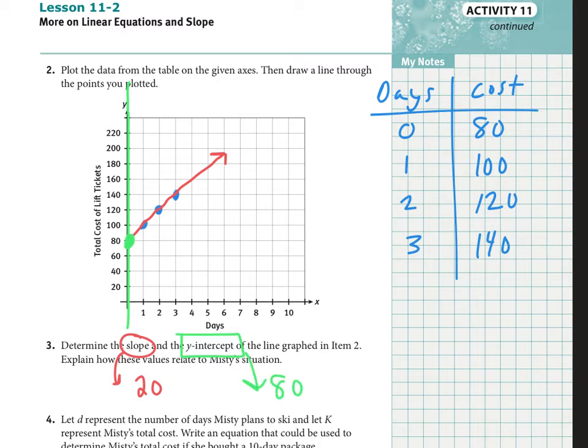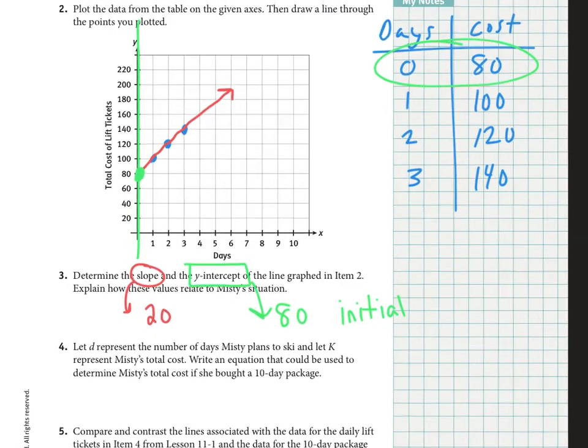Okay, and that is because that is the initial value. That's like the price point for when the number of days is 0. Okay, on the y-intercept, the x value will always be 0. That's how you end up right on the y-axis. So that's like the starting point.